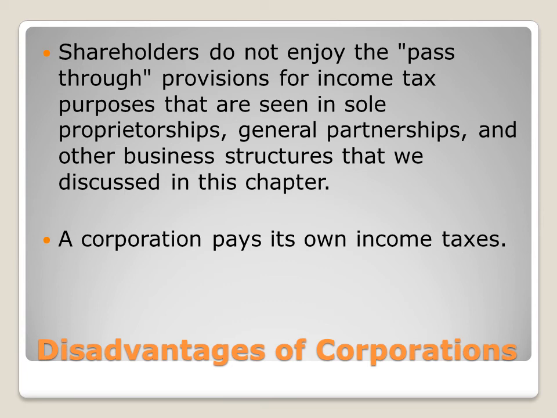Shareholders do not enjoy the pass-through provisions for income tax purposes that are seen in sole proprietorships, general partnerships, and other business structures that we discussed in this chapter. A corporation pays its own income taxes. So if you are a true C corporation, the corporation has a big profit for the year. Well, the corporation is going to pay tax on that profit. And you, as the owner, operator, and shareholder of your C corporation, you're going to pay tax on your salary. So you're actually paying double taxation.